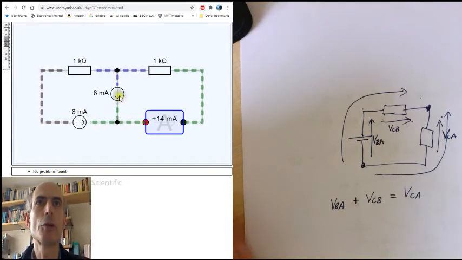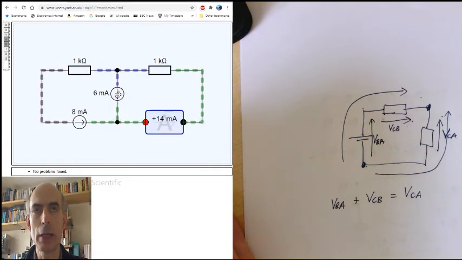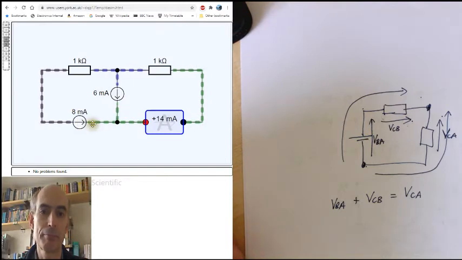Here's an example showing Kirchhoff's current law. This is a current source. It's forcing 6 milliamps to flow down here. This is another current source flowing 8 milliamps from left to right along here. Well, Kirchhoff's current law applied to this node at the bottom here would mean that the total current flowing in, which is 6 milliamps plus 8 milliamps, must equal the total current flowing out, 14 milliamps. So the ammeter is reading 14 milliamps, 6 plus 8. That's it.